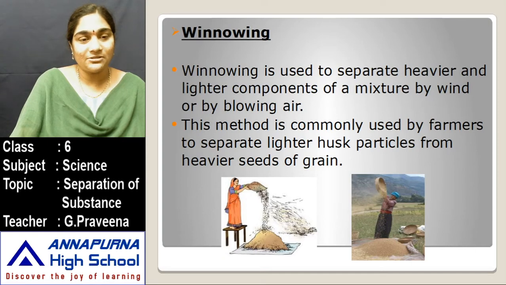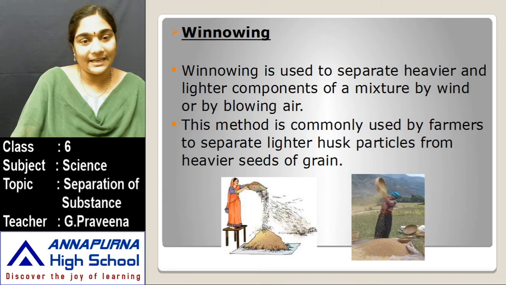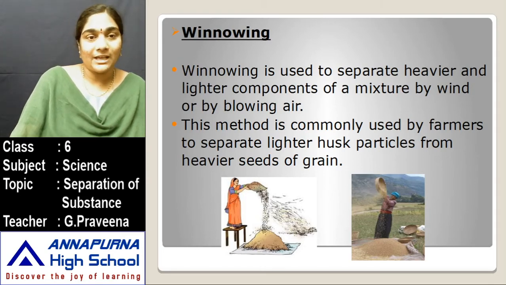In this process, stand on a high platform and tilt the paper slowly vertically downwards, so that the heavier particles, you can see that the heavier soil particles get gathered on the platform, whereas the sawdust, which is light in weight, is just blown away by the wind. So that process is known as winnowing.